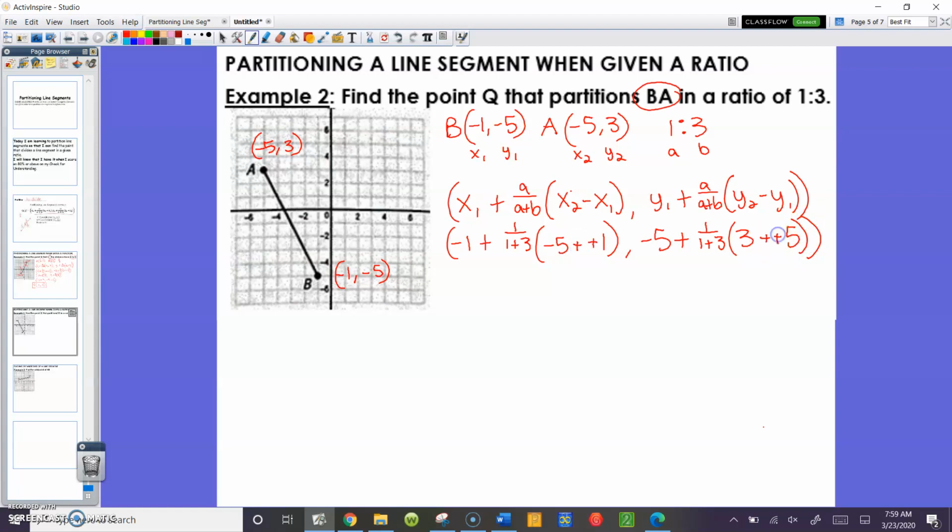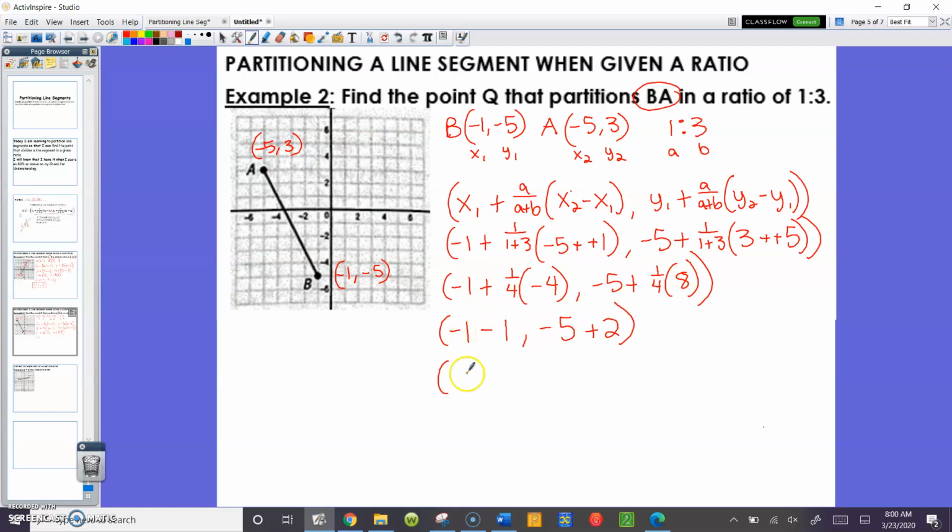Simplify your parentheses and the fraction. So that will be 1 over 4. -5 plus 1 is -4. 1/4 and 8. Okay, now we have -1 plus -4 times 1 is -4. -4 divided by 4 is -1. So I'm actually going to erase that plus sign, and I'm just going to put -1. 8 times 1 is 8. 8 divided by 4 is 2. And then finally, -1 minus 1 is -2. And -5 plus 2 is -3.